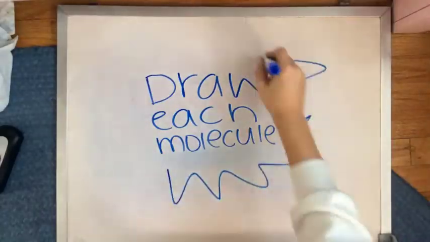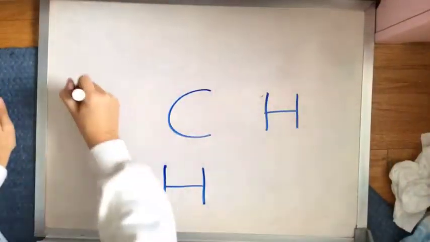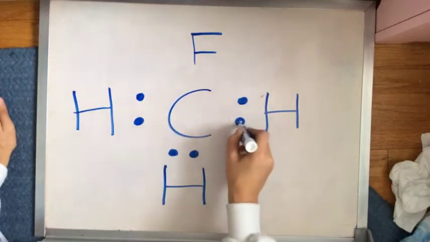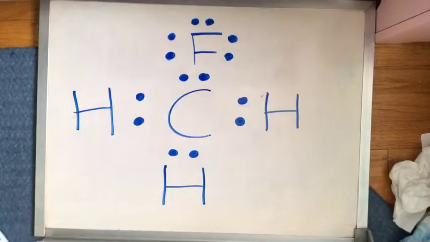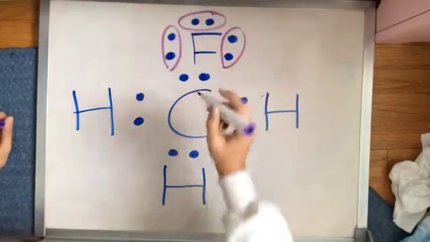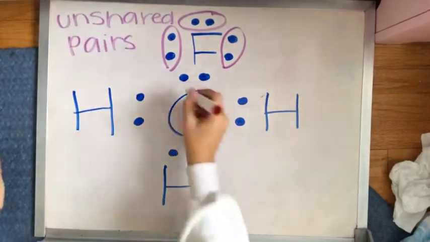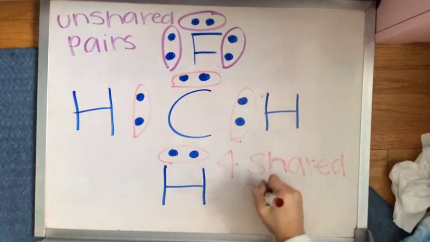During this step, it really helps if you draw the molecule to help find the unshared pairs. Here I drew out the carbon atom and 3 hydrogen atoms followed by the fluorine atom. I then filled in the number of valence electrons. As you can see, there are 3 pairs of unshared electrons. You will also notice there are 4 pairs of shared electrons.